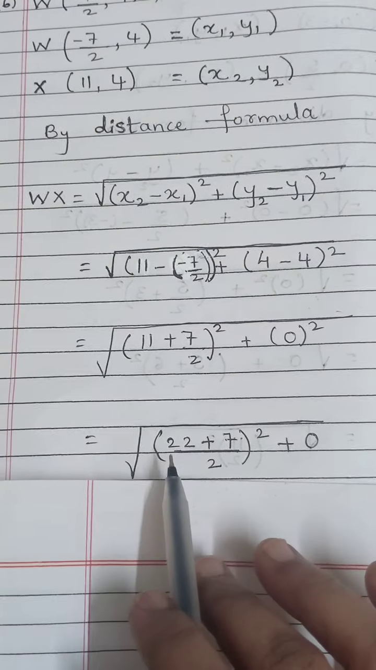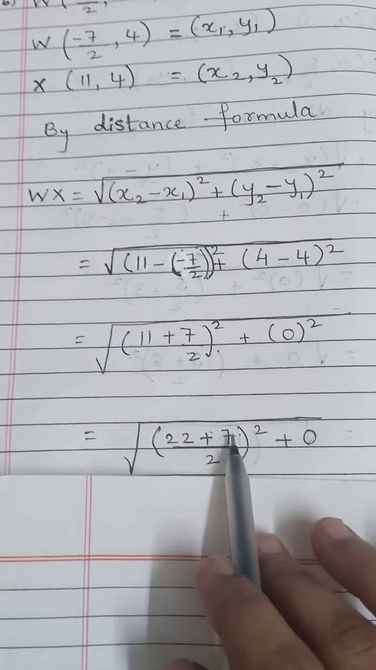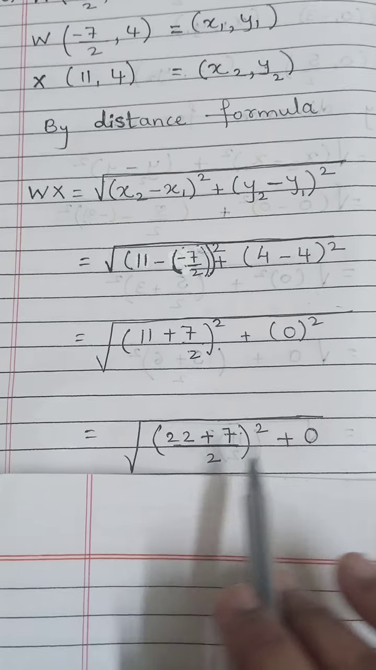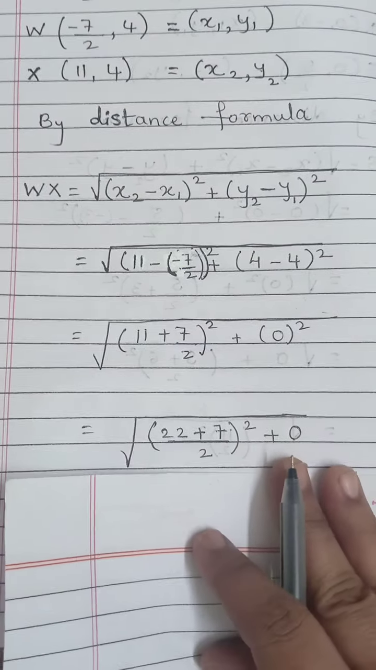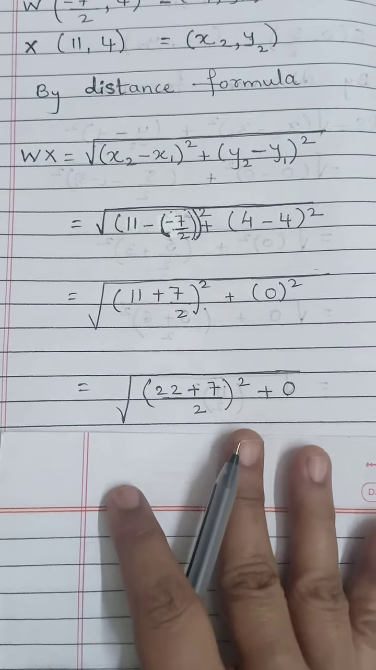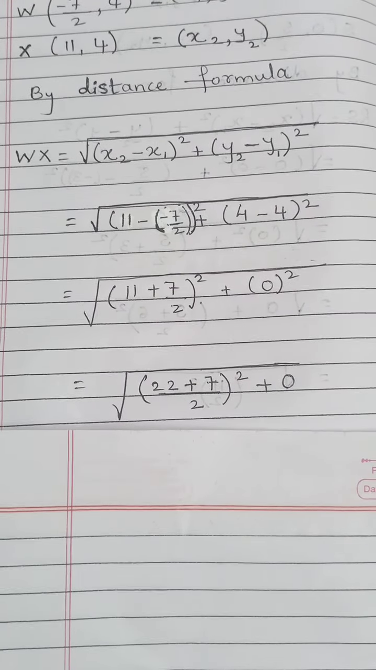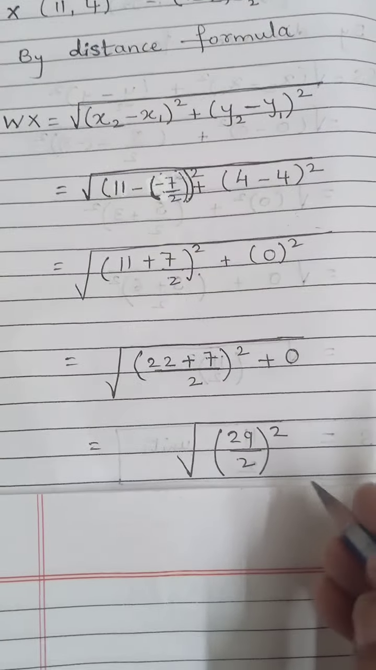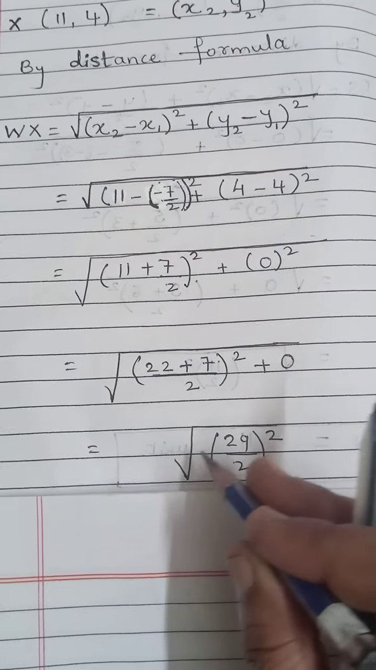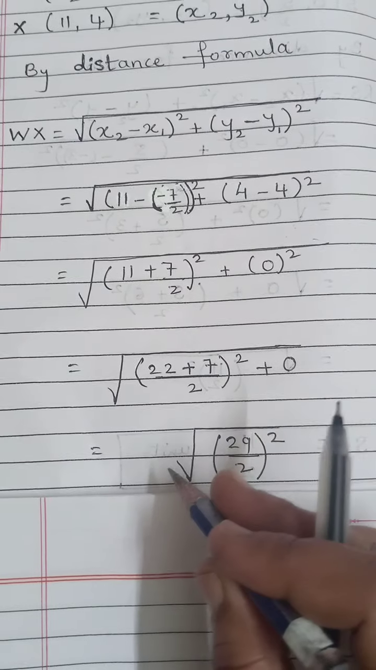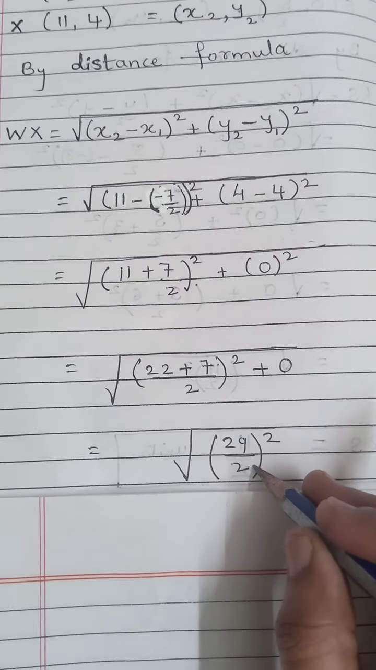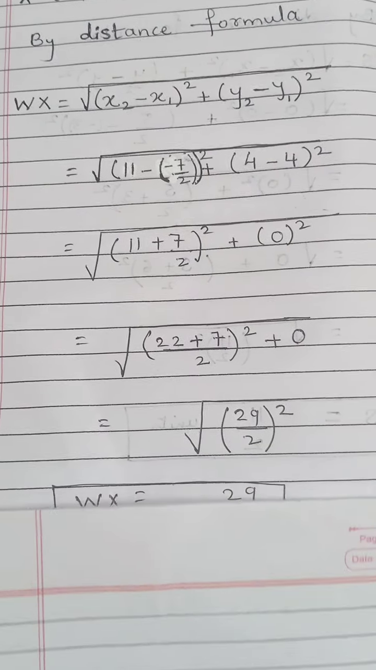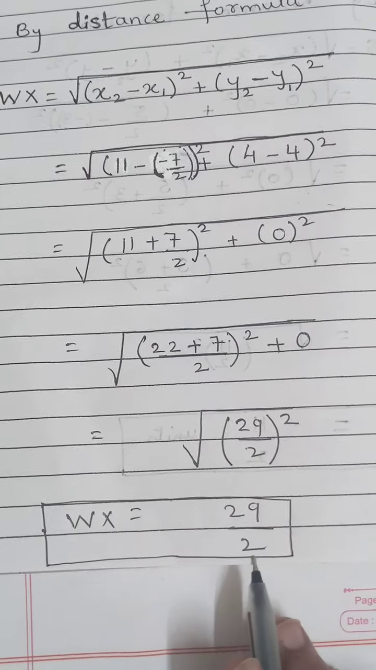Now 22 plus 7 is nothing but 29 upon 2 the whole square, and if we add 0 to this number it will be the same number, so we will not write the 0, directly we will take that number. So it will be 29 upon 2 the whole square. Again we have the same thing: square and root together. They cancel with each other and the same number will be the answer. So our answer will be 29 upon 2. So we have got the value of WX as 29 upon 2.